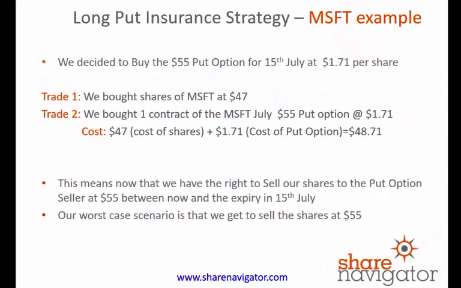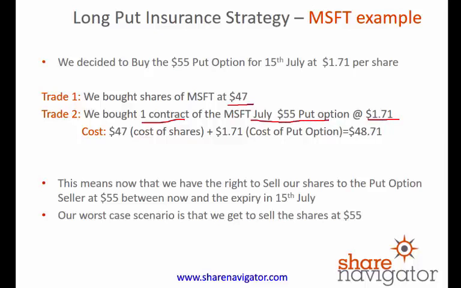In essence, we've got two trades done now. We've bought the shares of Microsoft at $47, but we've also bought one contract. The reason we bought one contract is because we own 100 shares of stock. Buying one put option contract covers those 100 shares in terms of risk. So we bought one contract of the Microsoft July $55 put and we paid out $171.